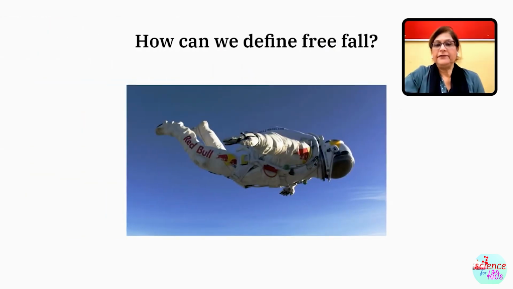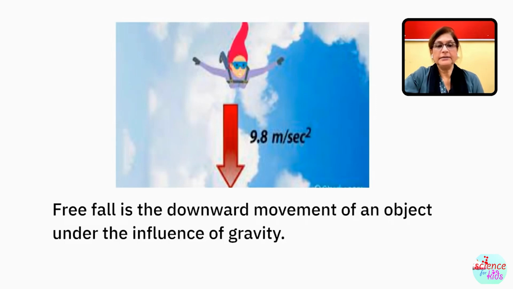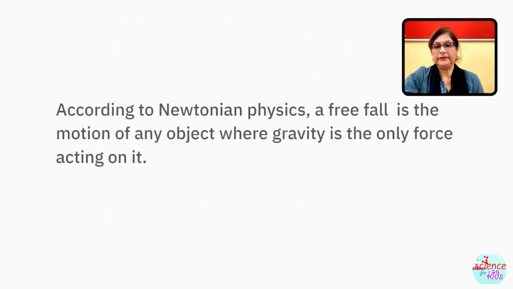How do we define free fall? Free fall is the downward movement of an object under the influence of gravity. According to Newtonian physics, a free fall is the motion of any object where gravity is the only force acting on it.